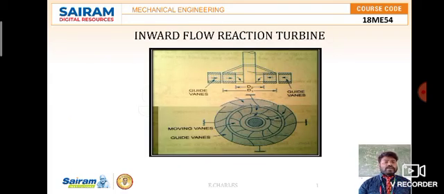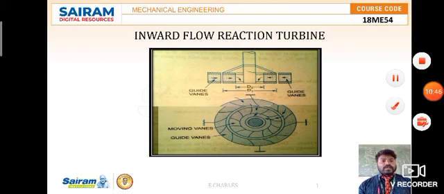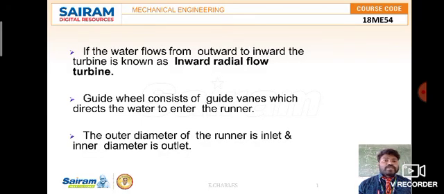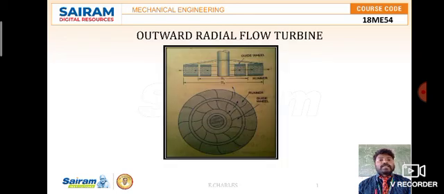Here we can see the inward flow reaction turbine in this picture, where water enters from outside and then flows towards the center, inwardly. So that is nothing but an inward flow reaction turbine. Moving blades are there, guide blades are there. Through the guide blades, water enters towards the center. If the water flows from outward to inward, the turbine is known as an inward flow turbine. It consists of guide vanes which direct the water to enter the runner. The outer diameter of the runner is the inlet and the inner diameter is the outlet.